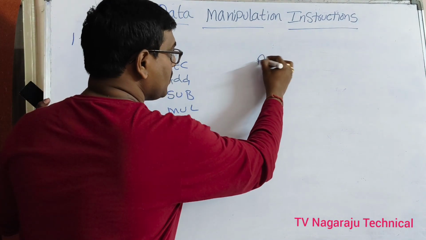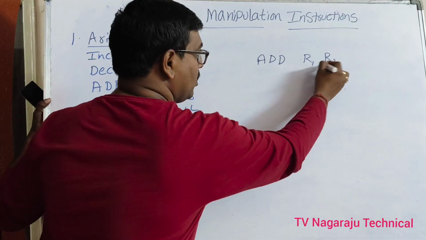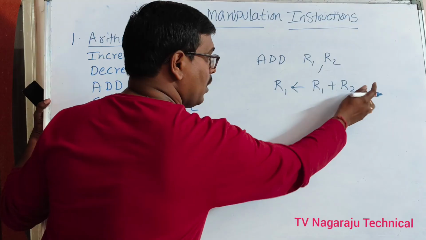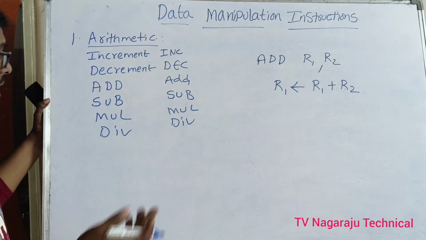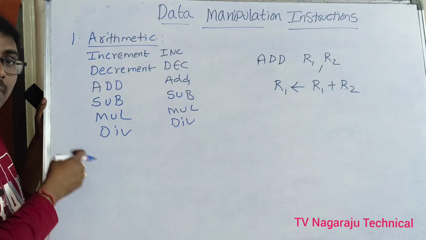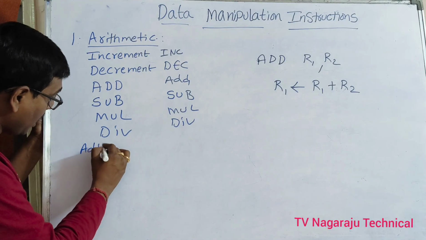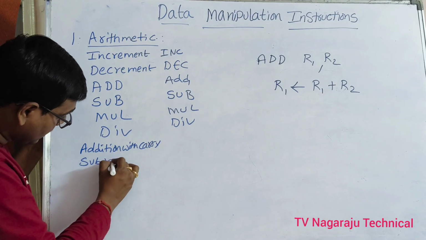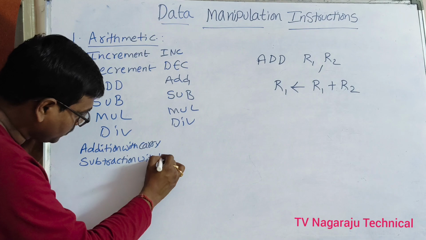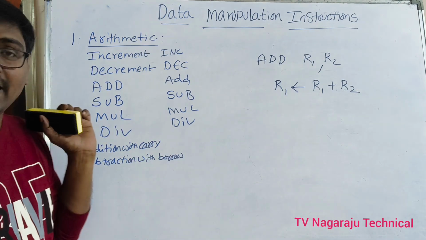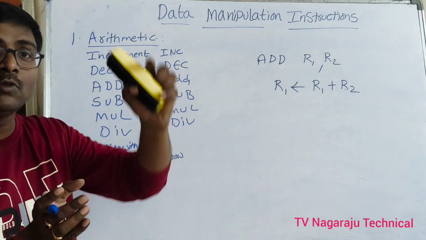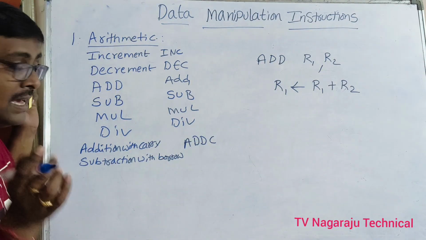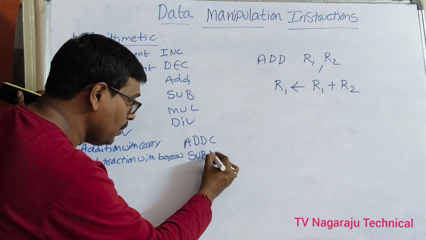For example, ADD R1, R2. If this is the instruction, what happens? It adds the content of R1 and R2, and the result is copied into R1. Like this we can do subtraction, division, and multiplication. Along with these we have addition with carry and subtraction with borrow. Addition with carry means, suppose 15 bits and 15 bits, we also consider the carry bit. That is represented as ADDC, and subtraction with borrow as SUBB.